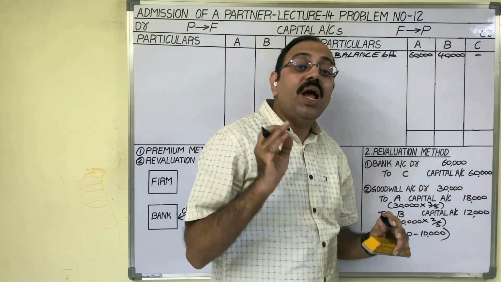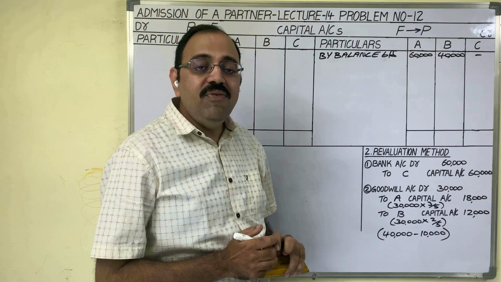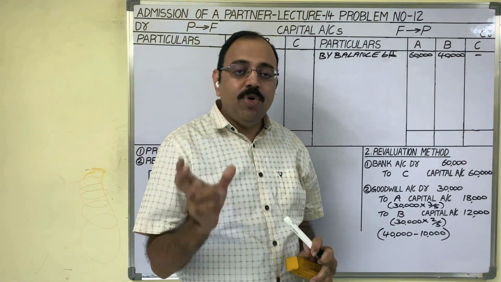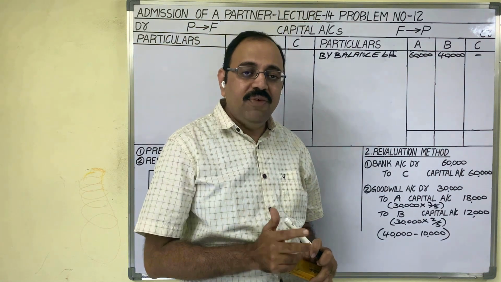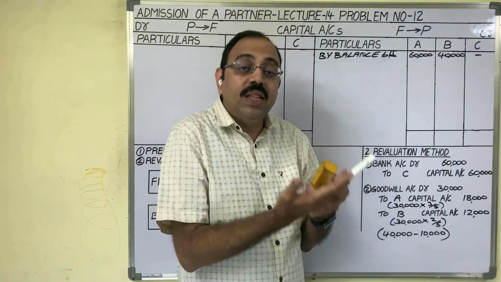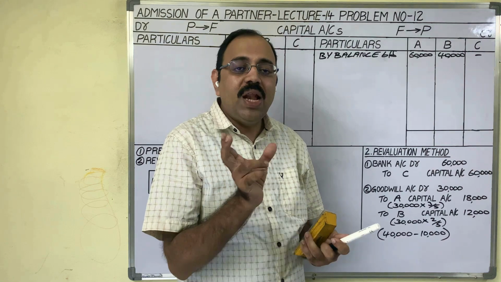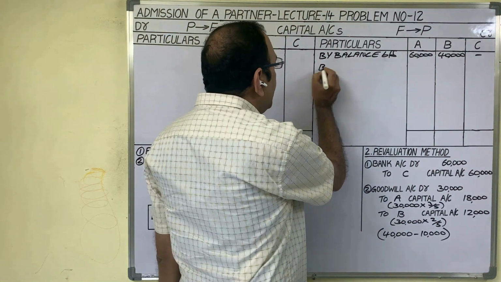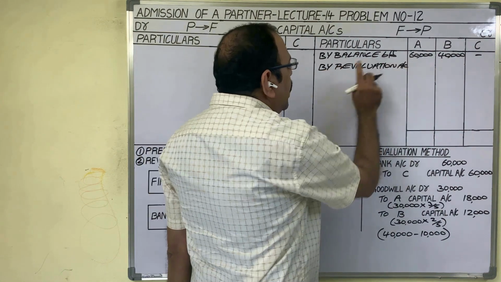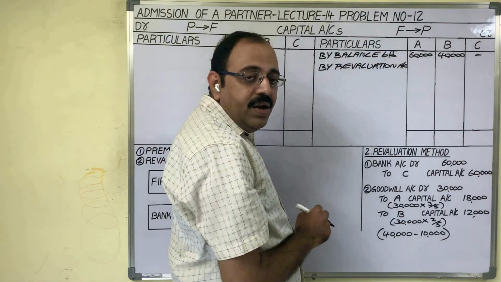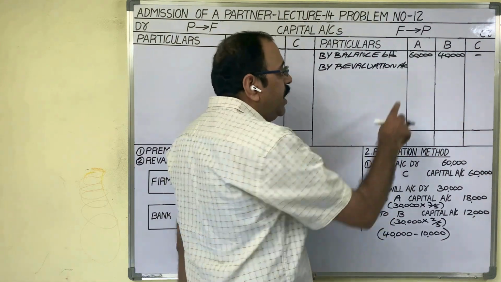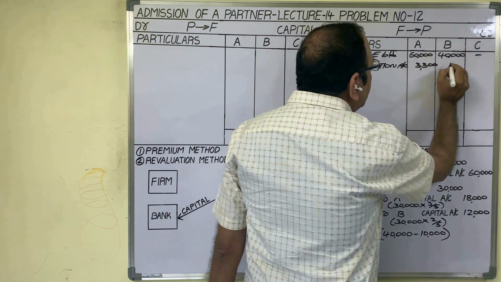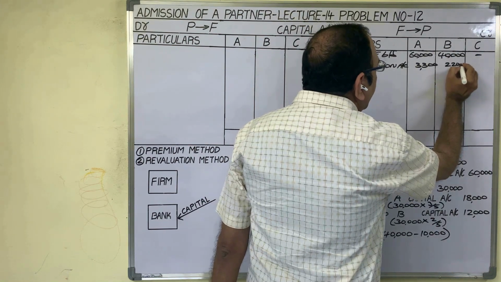Then come to the revaluation profit. In the revaluation account, 5,500 profit came. That amount belongs to the old partners. If they are retiring, the firm has to return that amount to them. So the revaluation profit also, on the credit side we have to show. By revaluation account. In the revaluation account we have calculated, out of 5,500, A's share is 3,300 and B's share is 2,200.